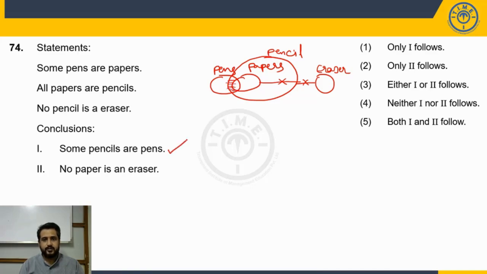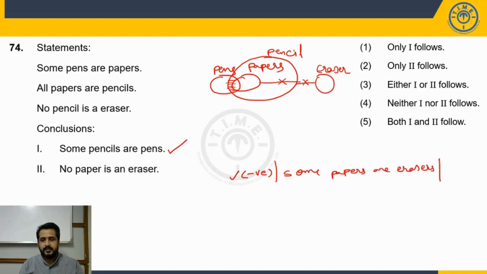So the first conclusion follows. Next, no paper is an eraser. Is it true? Yes, true. But it is negative. When the negative conclusion is true, we have to draw the alternate diagram. To draw the alternate diagram, we have to take the complementary pair. What is the complementary pair for no paper is an eraser? Some papers are erasers.